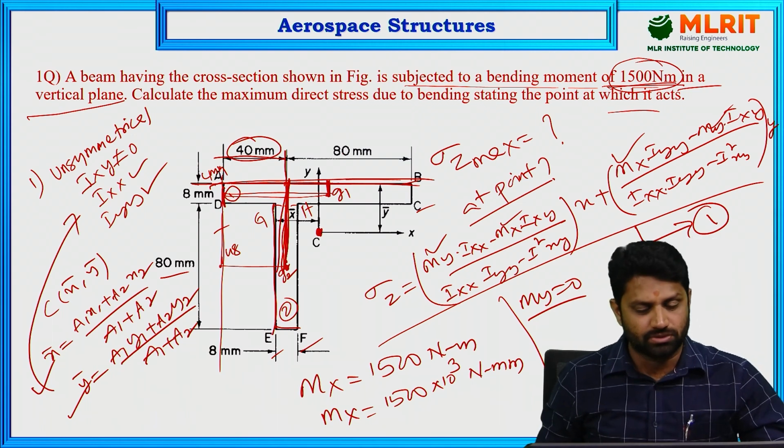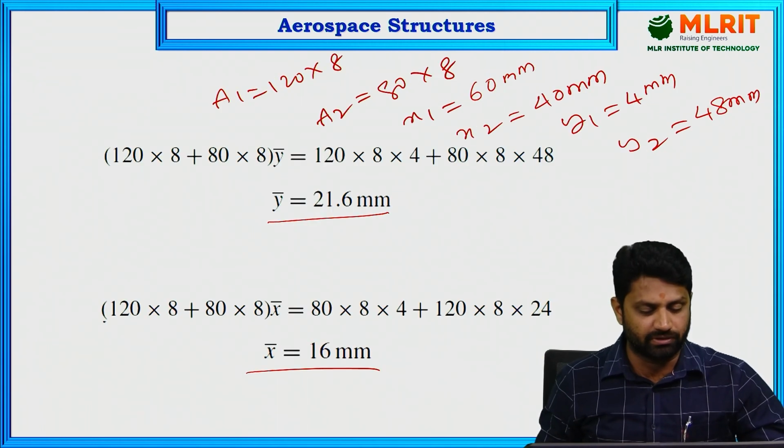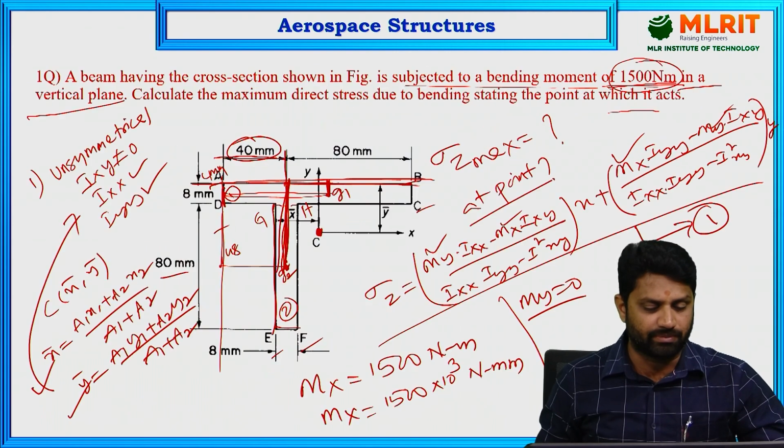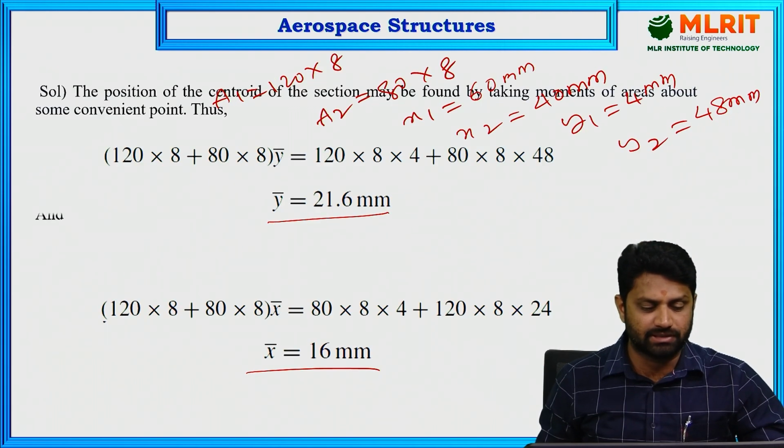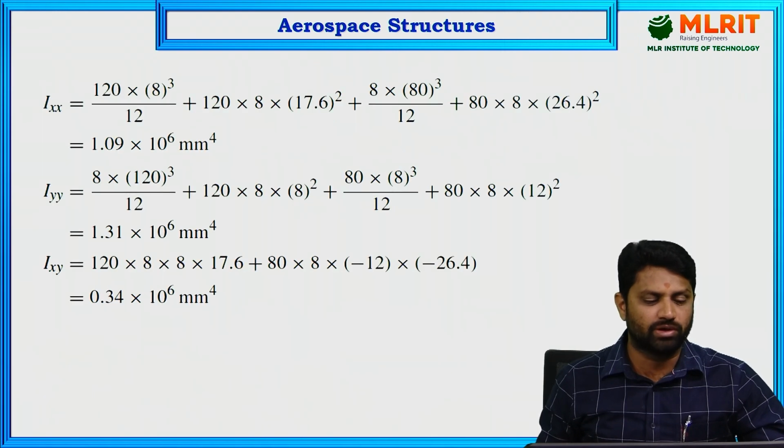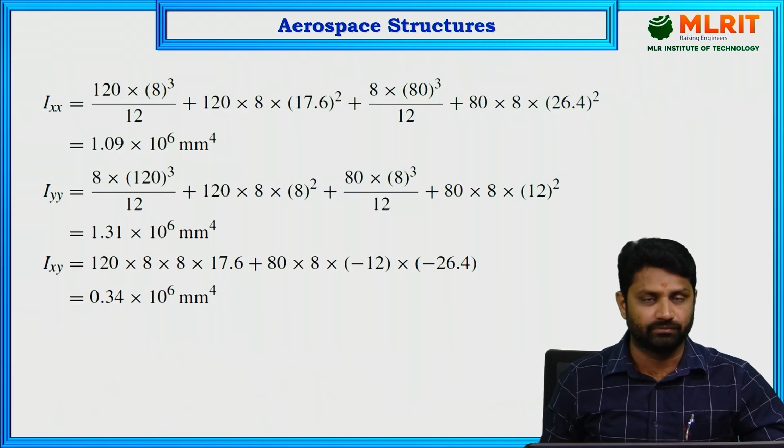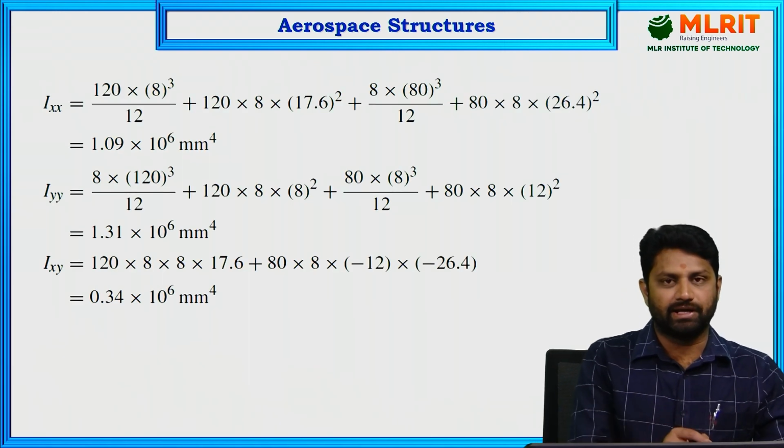Okay, so that is the centroid position we got, 21.6 and 16 mm, right? So after that, once you get this centroid position, then we'll move on to Ixx. And now here is the formula for Ixx.